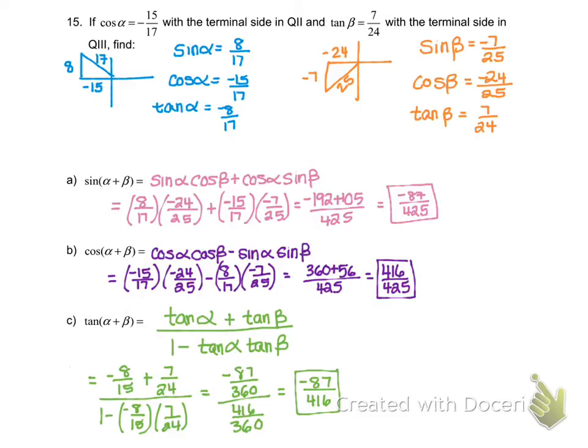Something also to point out is that this is tangent, so this is also sine, the sum formula for sine divided by the cosine sum formula. So we have those values above, and since tangent is sine over cosine, this also follows that relationship as well.